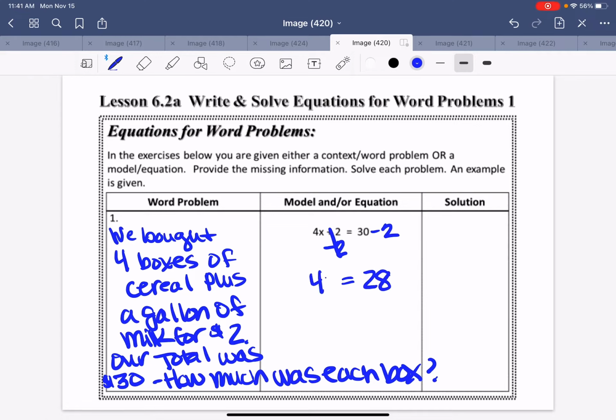I still have the 4x on this side. Now I want to isolate the variable, so I need to do the inverse of what's going on here, which is multiplication. So the inverse is division. Divide by 4, and I also have to do that to the other side. So 28 divided by 4 is 7. So x equals 7.